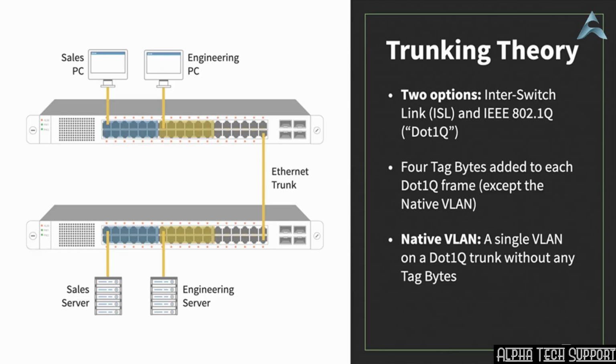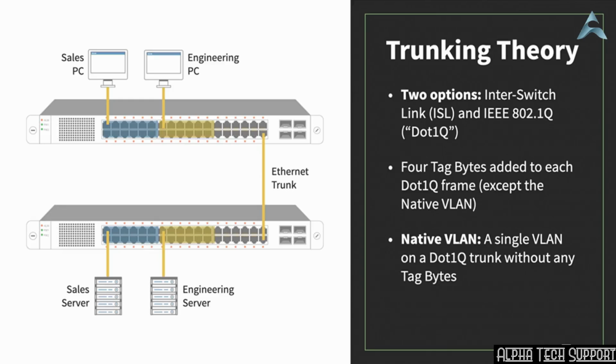Let's say that the sales VLAN in this example was the native VLAN. In that case, when sales traffic went over that Ethernet trunk, it would not have those 4 bytes added. Which begs the question, how does the bottom switch know what VLAN that frame belongs to? The answer is, the switches need to agree on who the native VLAN is. It's VLAN 1 by default. For security purposes, it's recommended that you use a different native VLAN, but you should make sure your switches agree on who the native VLAN is. That way, when a switch receives an untagged frame, it knows where to send it.